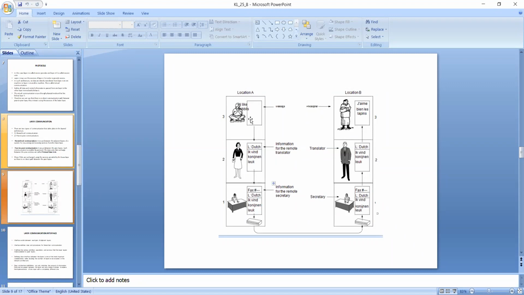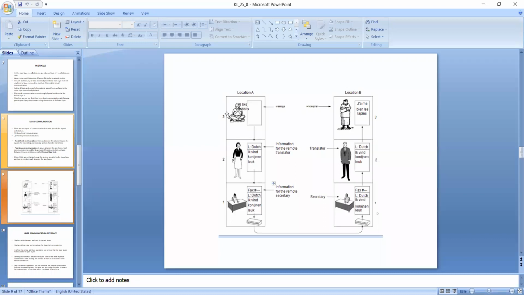So between these two peers, the communication between the philosophers is virtual communication. Likewise, between the translators, there is virtual communication. Between the secretaries, there is virtual communication. The actual transmission takes place below this one. This is the physical medium where the actual transmission takes place. And there is direct communication from the philosopher to the translator and from the translator to the secretary.